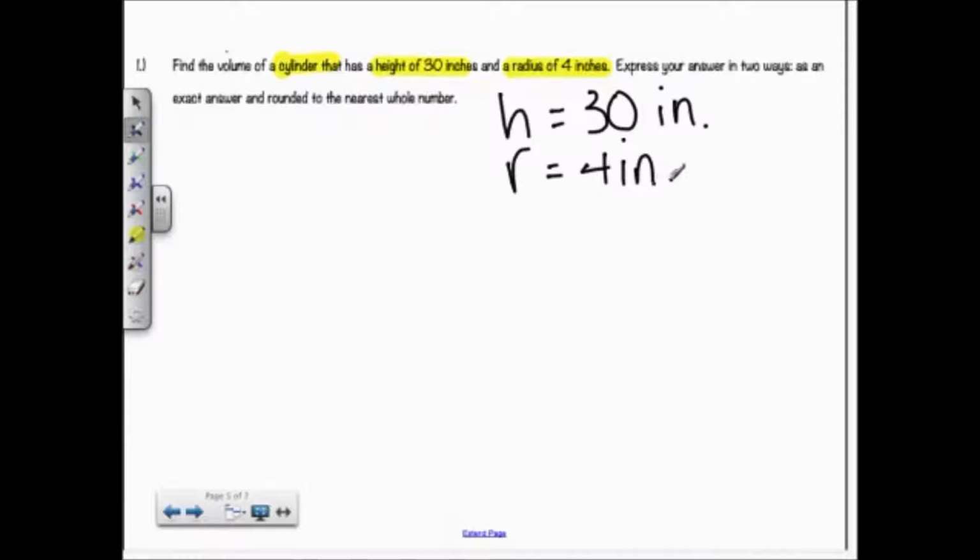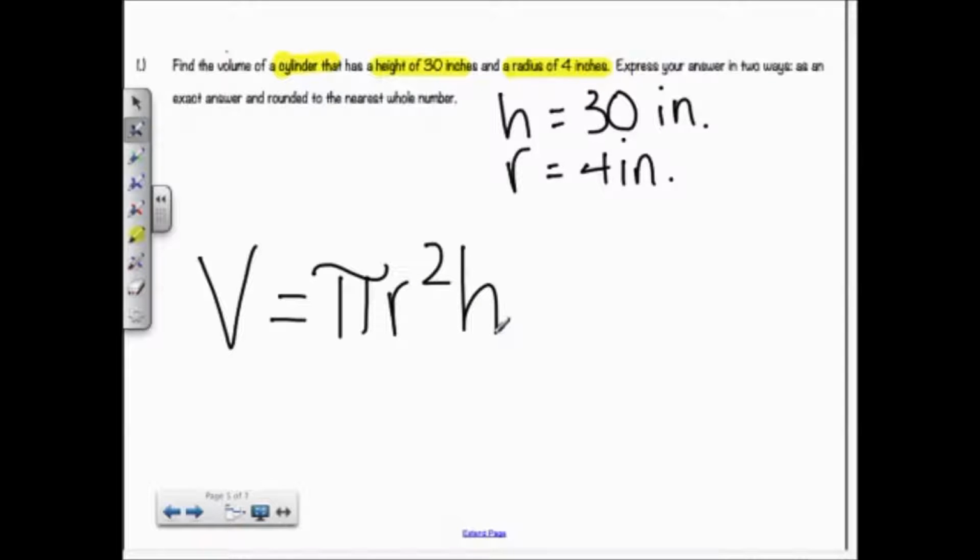And I'm going to use the formula for the volume of a cylinder. So go ahead and look back at what the formula for the volume of a cylinder is and write it down. See if you get it right. Okay, so the volume of a cylinder should be pi r squared H. Okay, then it says to express your answer in 2 ways. I'm going to express it as an exact answer and round it to the nearest whole number. So I'm going to have 2 answers reported, but they are equivalent to each other.